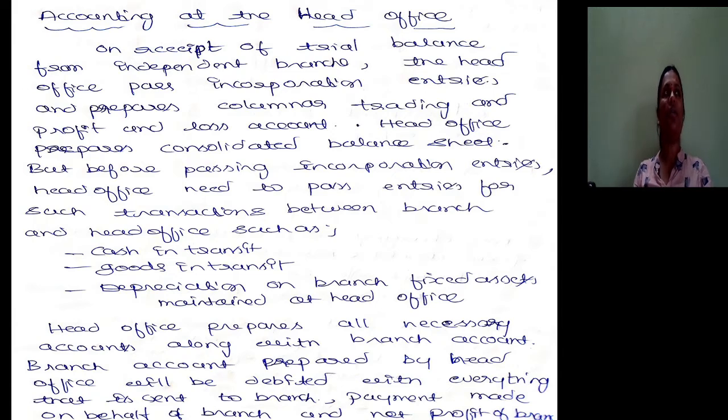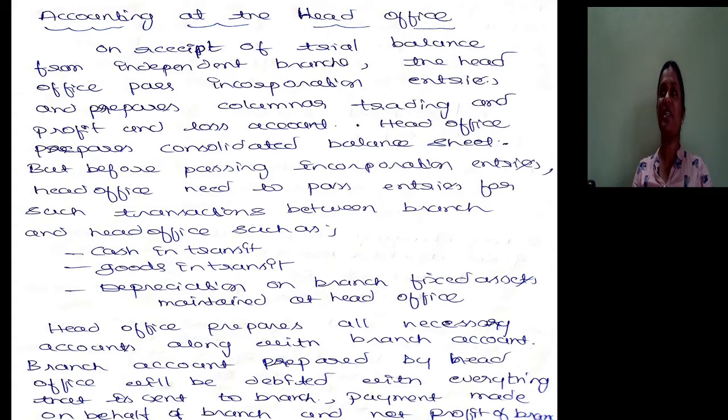So we know that independent branches prepare a full set of accounts. At the end of the year, they submit a trial balance to head office. On receipt of the trial balance from the independent branch, the head office will pass an incorporation entry and prepare a columnar trading and profit and loss account and even a consolidated balance sheet. But before incorporating the trial balance of independent branches, head office should pass adjustment entries.